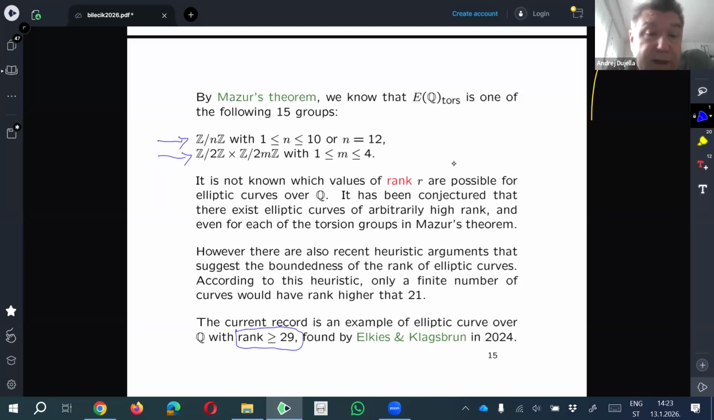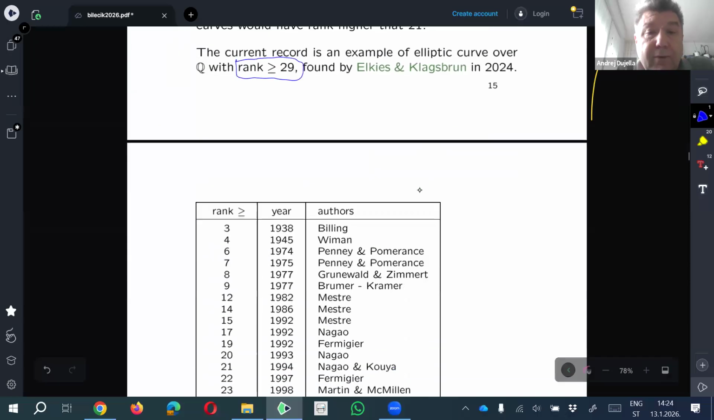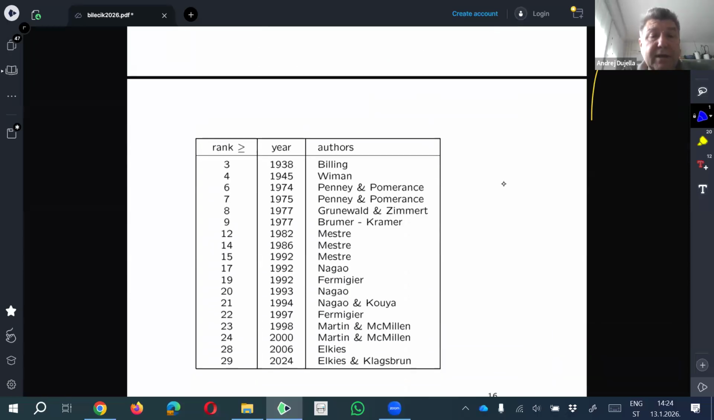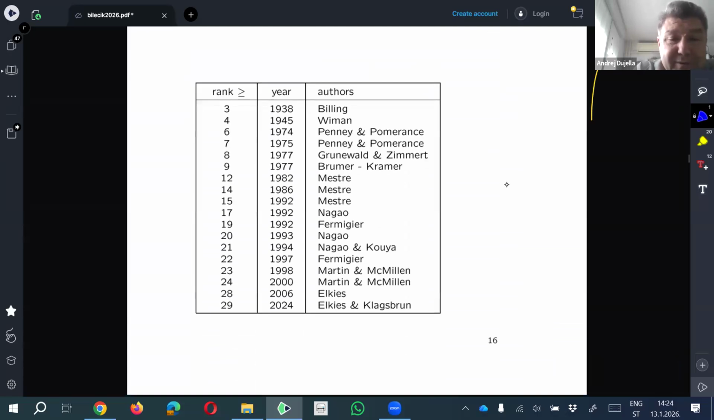This was found quite recently by Noam Elkies and Zev Klagsbrun in 2024. And here you can see that there was a big gap in discoveries. So for a long time, the record was 28, and then a year and a half ago, the record was broken by Elkies and Klagsbrun to 29. So again, it is hard to predict what the true answer is.